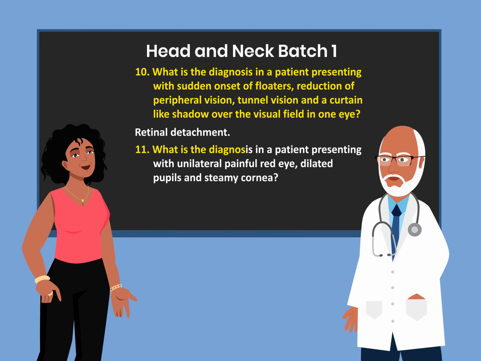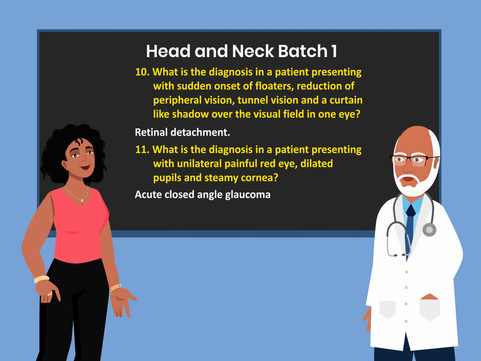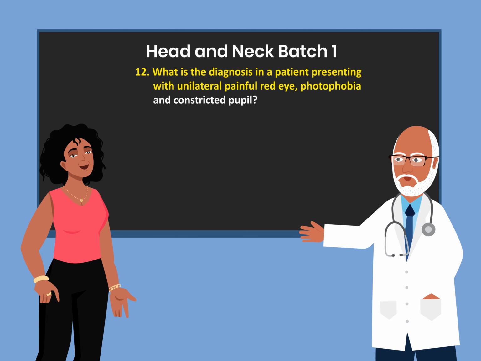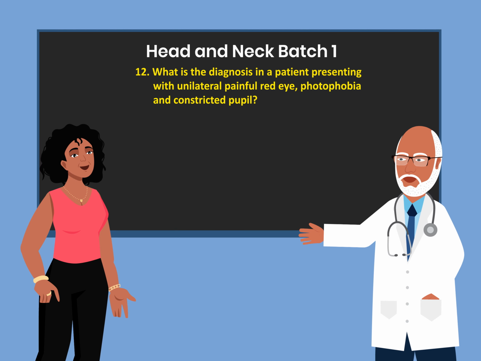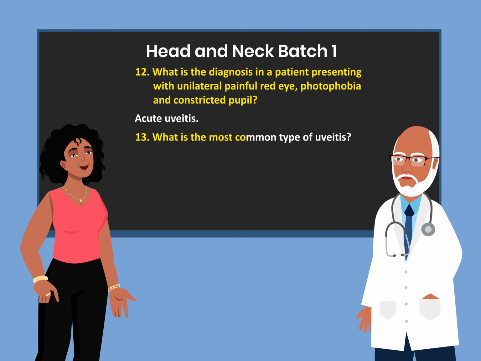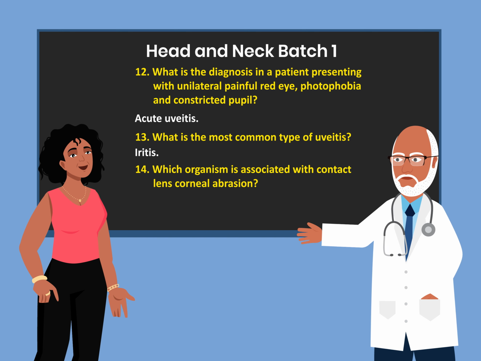What is the diagnosis in a patient presenting with unilateral painful red eye, dilated pupils, and steamy cornea? Acute close-angle glaucoma. What is the diagnosis in a patient presenting with unilateral painful red eye, photophobia, and constricted pupil? Acute uveitis. What is the most common type of uveitis? Iritis. Which organism is associated with contact lens corneal abrasion?